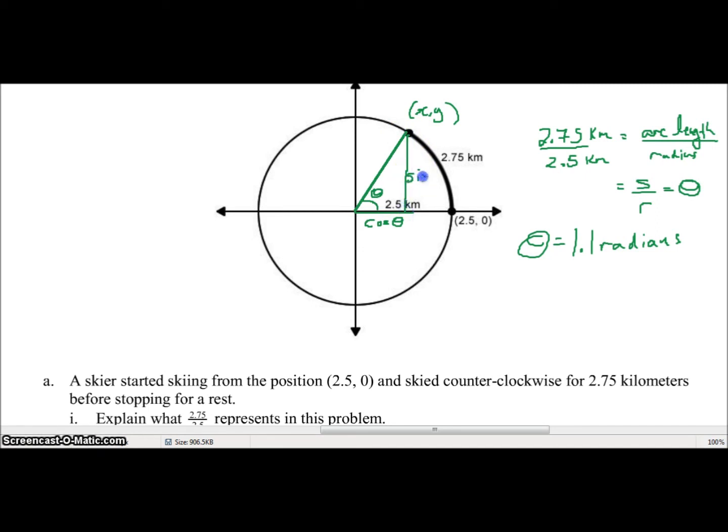which is sine theta. So you could, for example, put cosine of 1.1 into your calculator. Make sure you're in radian mode. That is 0.454 about. And sine of 1.1 is about 0.89.